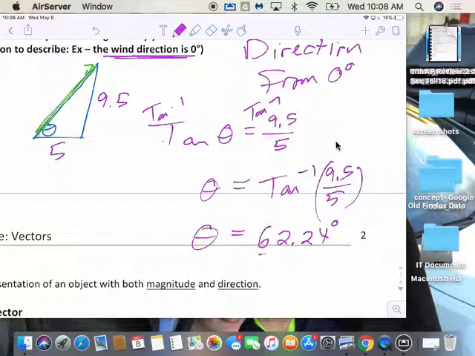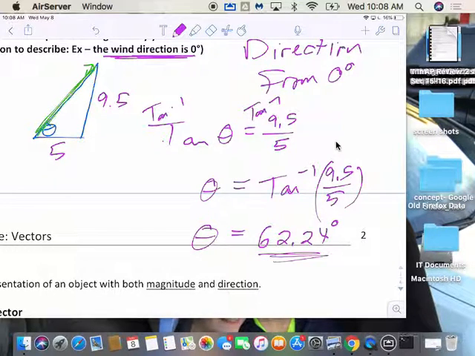62.24 degrees. Sound reasonable? And that's what you say every time you write something down in vectors. Does it look reasonable? Does it make sense in the context? The picture is absolutely essential.